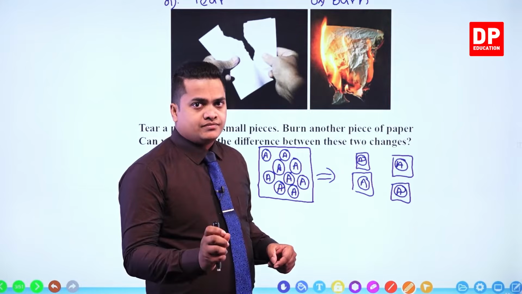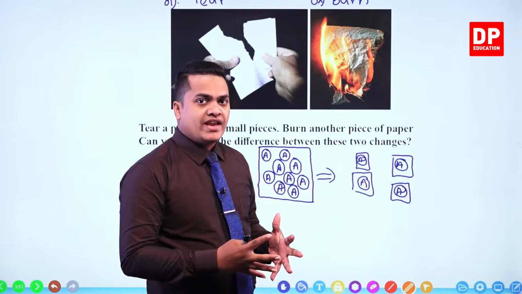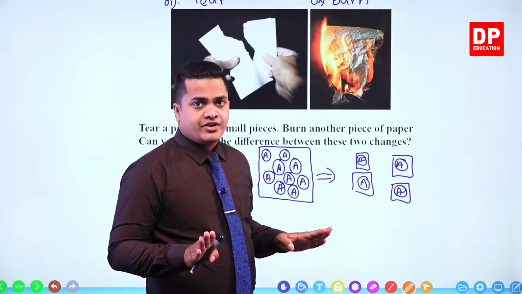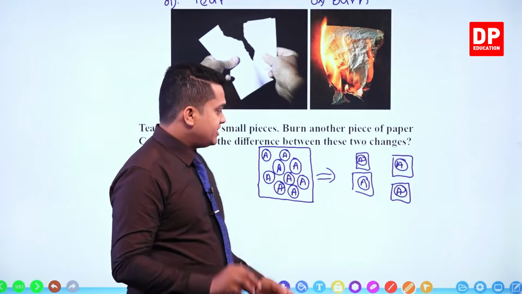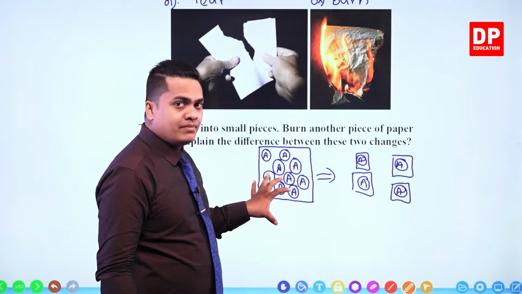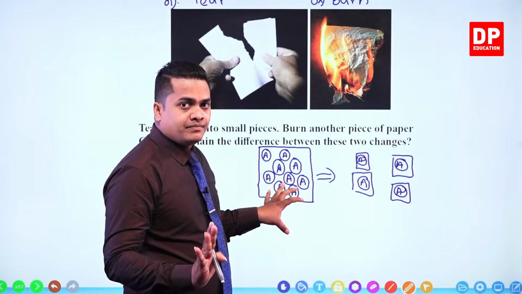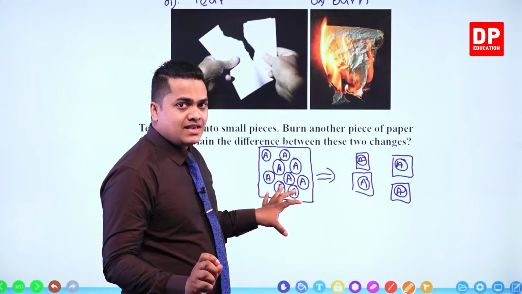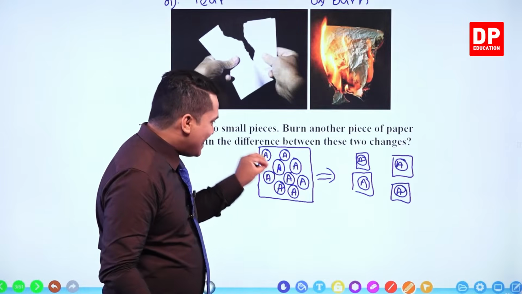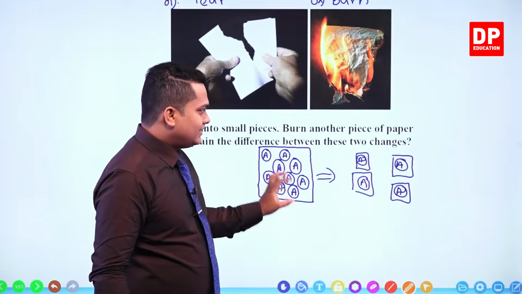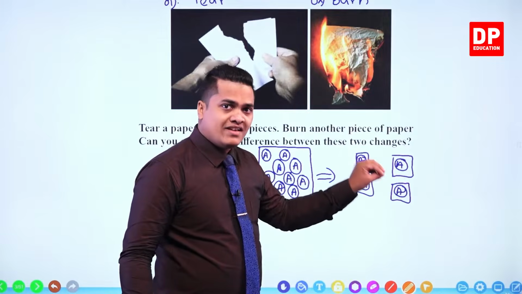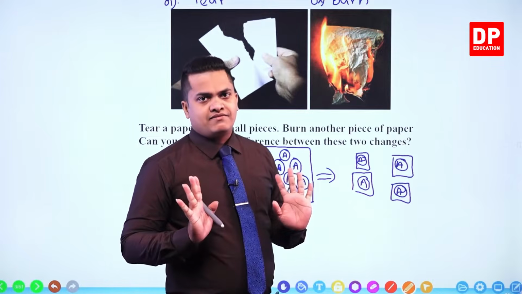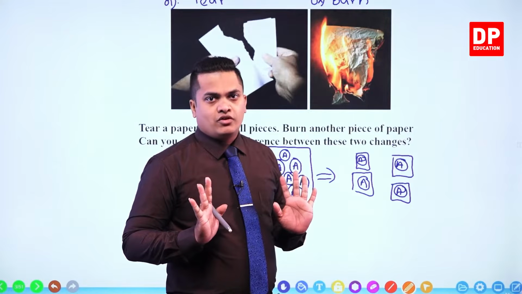The composition, or how it has been created, is not going to change at all. The particles contained within the paper remain the same. If it is made up of A particles like this, then after tearing we can also observe A particles, but the size is somewhat different. That's the only change.